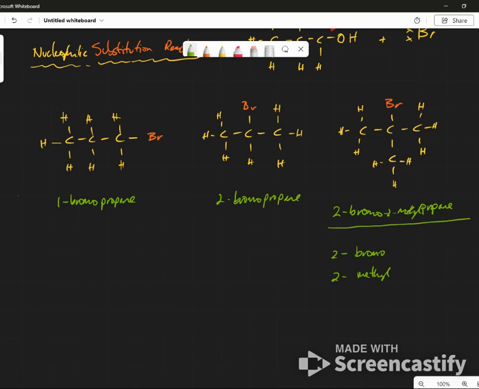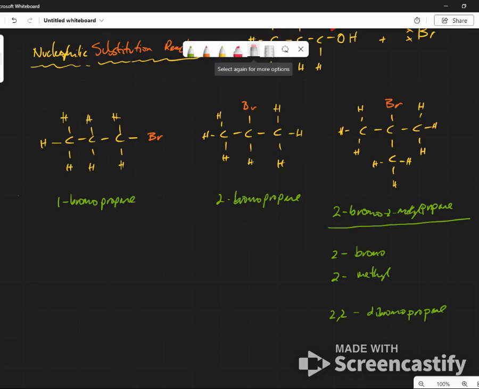Now, we only put the 2's next to each other, 2, 2, if we have two bromos or two methyls. So if this was two bromos, 2, 2, dibromo, it would have to be dibromo propane or whatever. I don't think you can get that here. Does that make sense? You only put the 2's next to each other if it's referring to the same species, which is a bit odd, isn't it? So this one's actually called 2-bromo, 2-methyl propane.